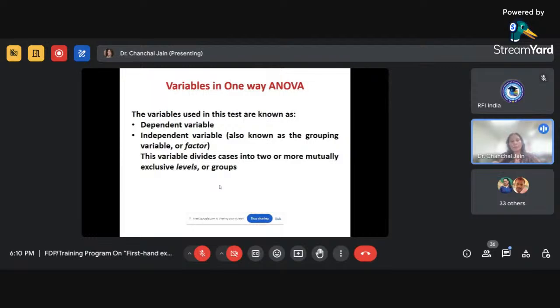Talking about the variable requirements, as I said, in case of one-way ANOVA also, we need to have two variables, dependent variable and independent variable. The dependent variable should be continuous in nature, but the independent variable should be categorical in nature, and it should have more than two groups, right? And when we talk about SPSS, generally the independent variable is treated as a grouping variable or the factor variable, right? Is it clear to everyone?